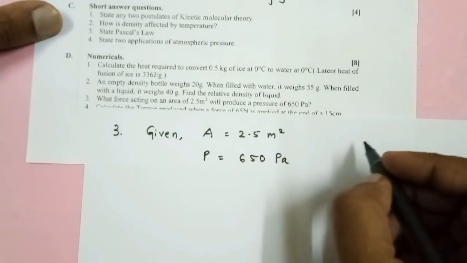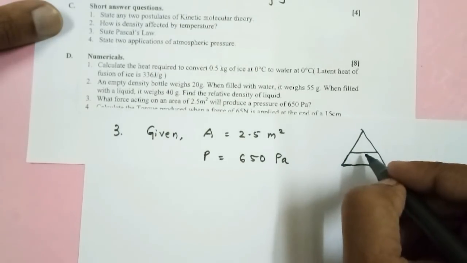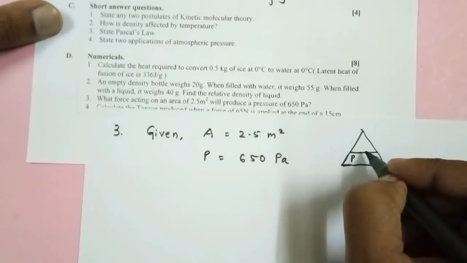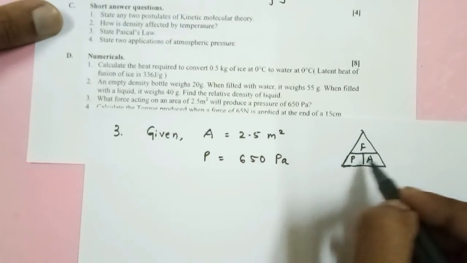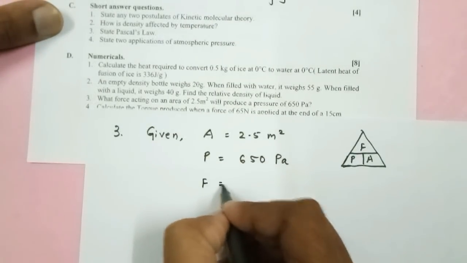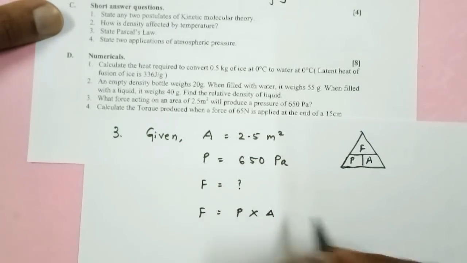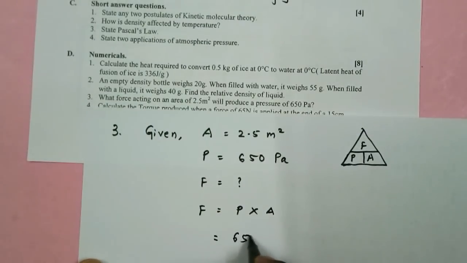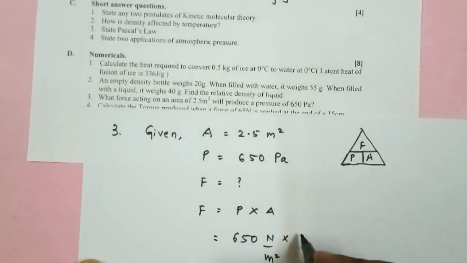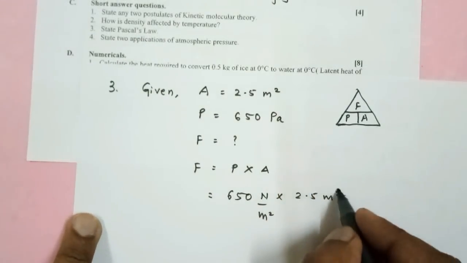Now we know that you can also choose to draw this triangle and remember the formula that pressure is equal to force upon area. So force is equal to pressure into area. I am supposed to find out what is force. So force is equal to pressure into area. Pressure is given to us as 650, and pascal is Newton per meter square. Area is 2.5 meter square. Now meter square gets cancelled.